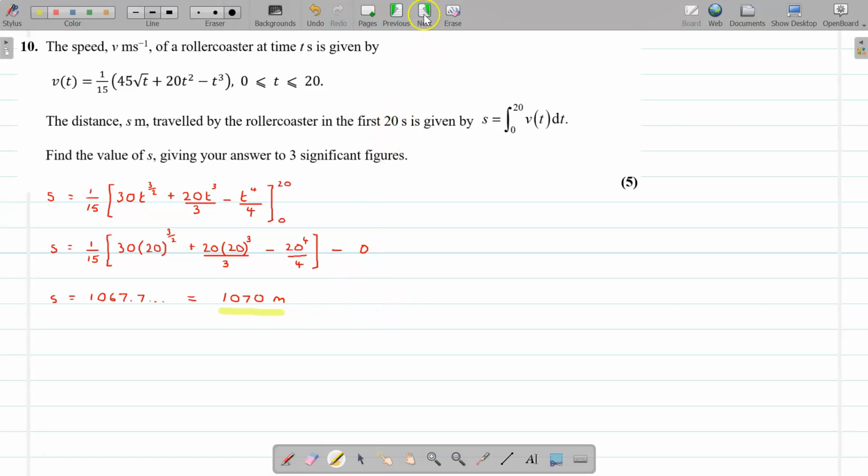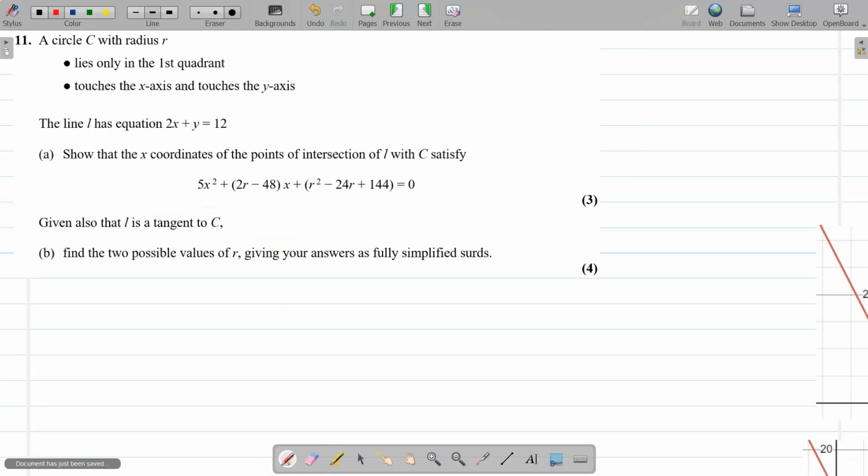Okay, next question. Now, this question is quite an unusual one about circles. We're talking about this circle C with a radius of r that's lying in the first quadrant, okay, and it's touching the x and y axes. Now, what that means is the center of this circle must be at the point r comma r, for that to be true. I'll just make a note of that here. So whatever the radius of the circle is, that's how far along and up it needs to be from the origin, you see.